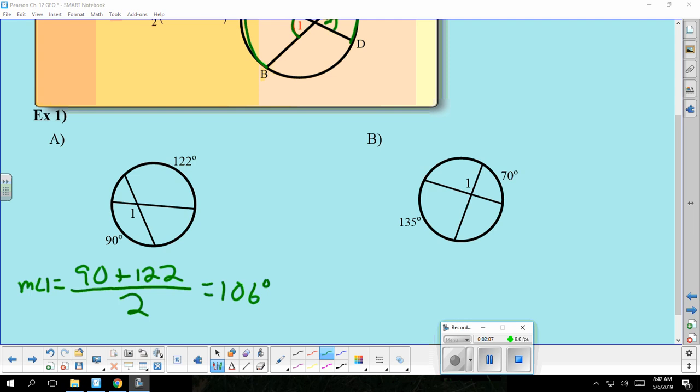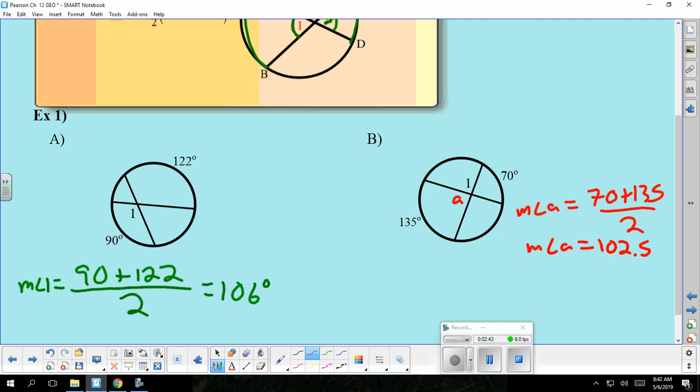So let's first figure out the measure of this angle. I'm just going to call it angle A here. Okay, so again, I'm going to say the measure of angle A equals 70 plus 135 divided by 2. And I get the measure of angle A equals 102.5.